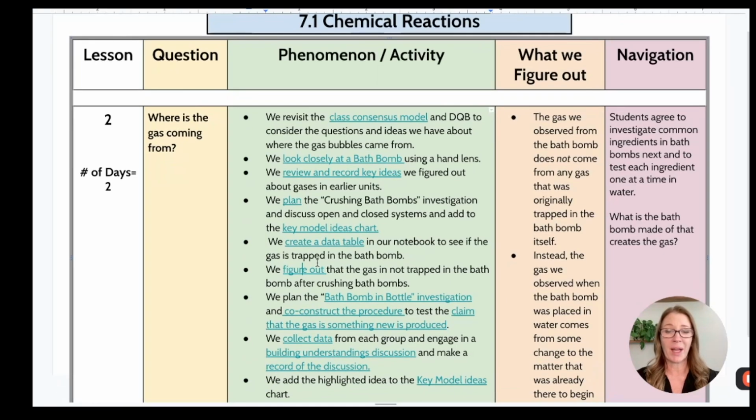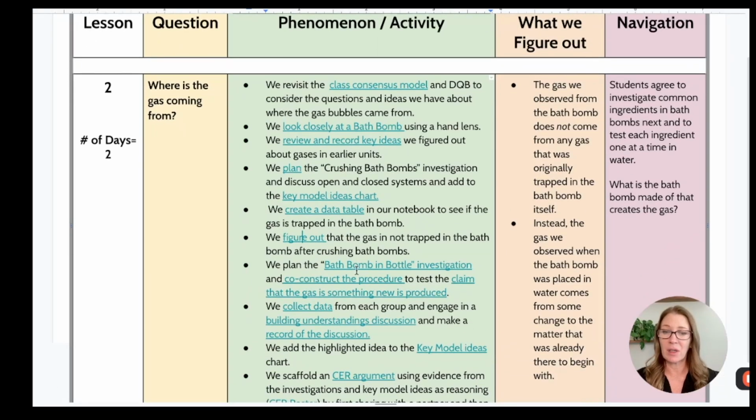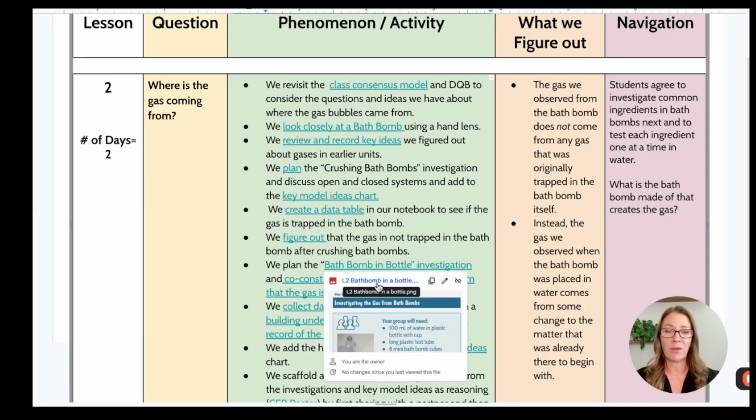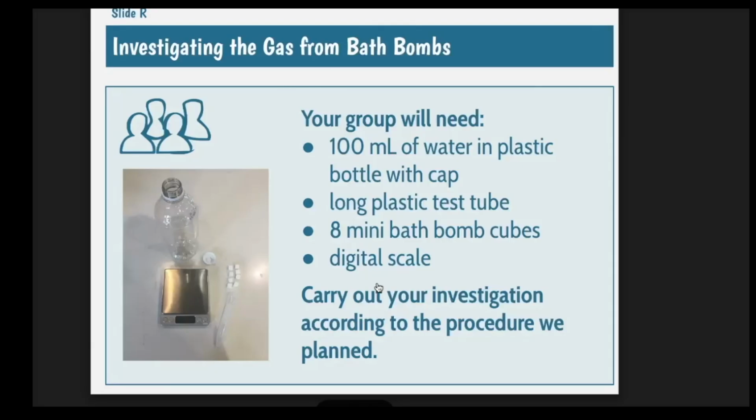Then we're going to plan a second investigation. So this is going to be another day, and it's called the bath bomb in the bottle investigation. What we're going to do, very similar, open system, closed system, but we're going to add water to the plastic bottle with the bath bomb.